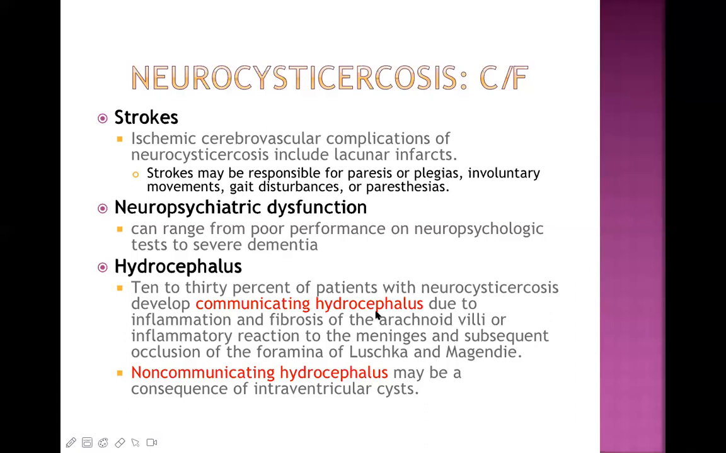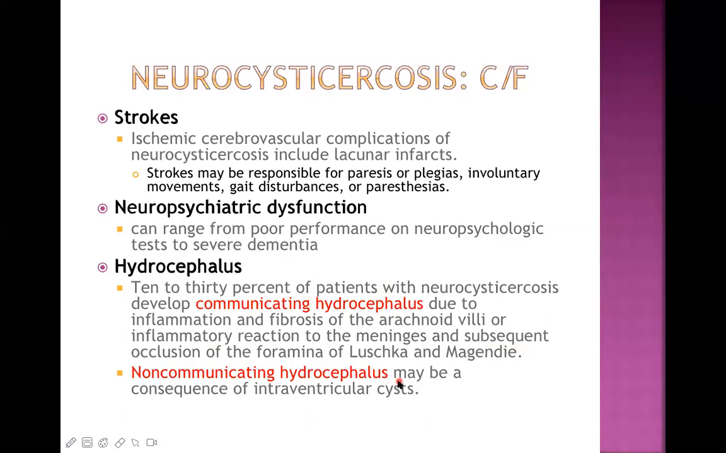Now, every student knows what is the difference between these two. So, communicating hydrocephalus means the CSF absorption site is mainly affected. And that CSF absorption site is arachnoid villi or granulation. Okay? Villi or granulation. Now, see here? So, let me highlight it for you. Communicating hydrocephalus is due to inflammation and fibrosis of arachnoid villi or arachnoid granulation. And what happens? Sometimes there are lots of neurocysticercotic lesions at that area. They will cause extensive inflammation and they'll block that absorption site. Okay? So that can easily lead to communicating hydrocephalus. Now, this is around 10 to 30% of the patients.